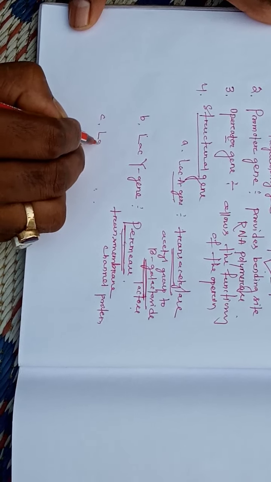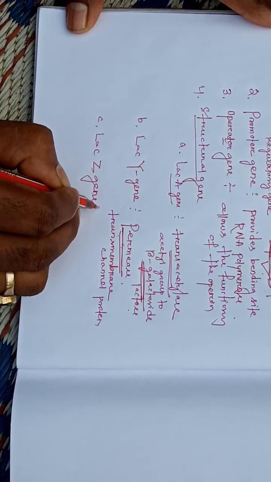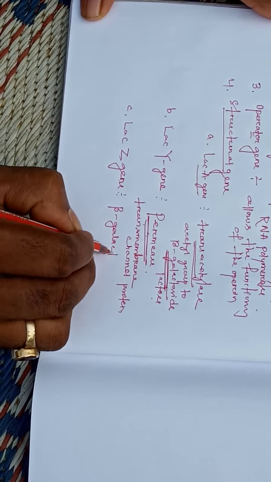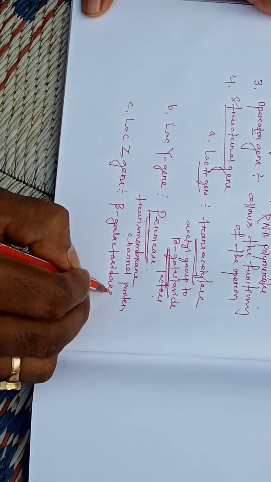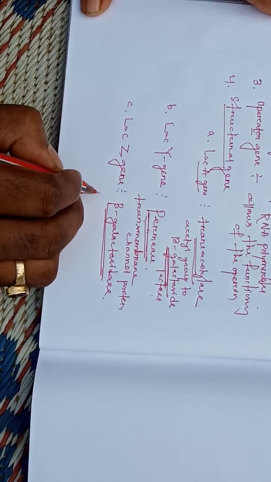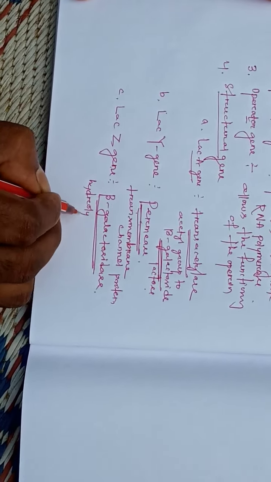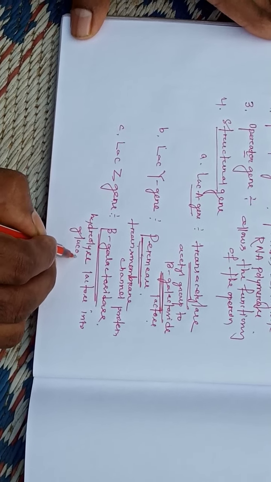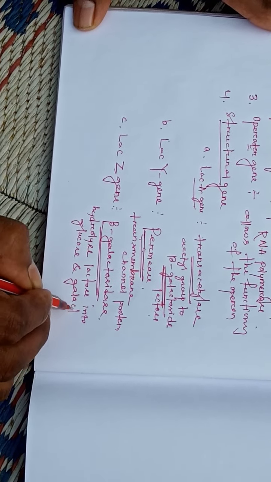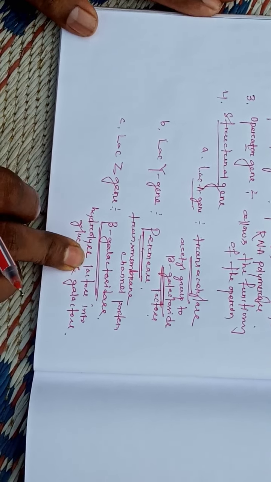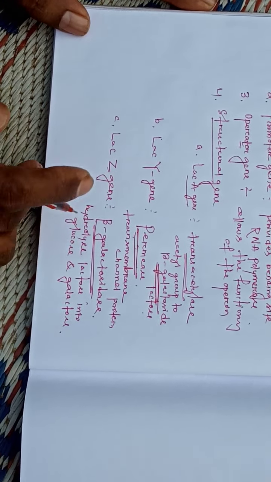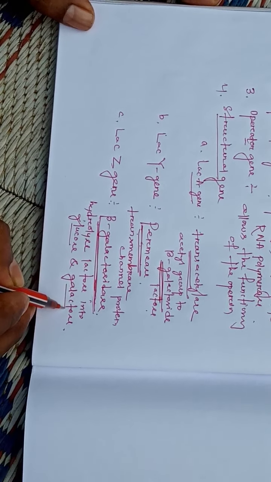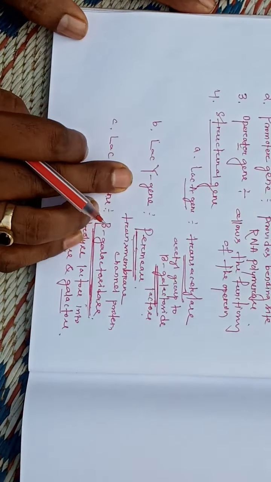Third is the Lac Z gene. This gene codes for the enzyme beta galactosidase. This enzyme hydrolyzes lactose into glucose and galactose. Lactose is a disaccharide, and the beta galactosidase enzyme breaks down lactose into glucose and galactose. These are the three structural genes.